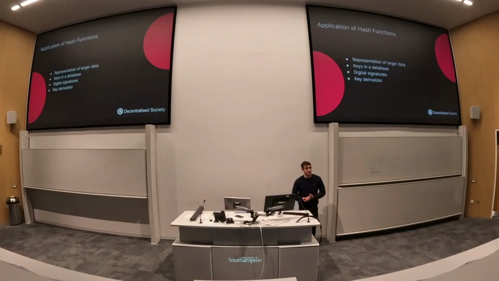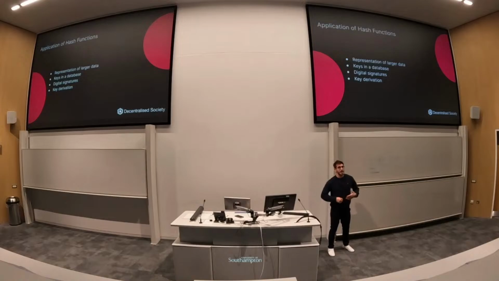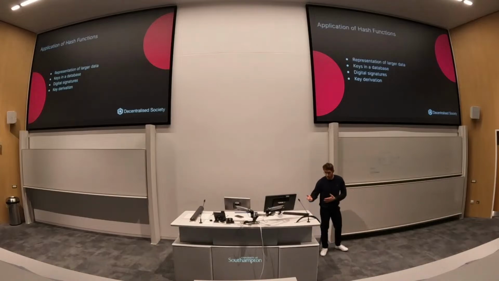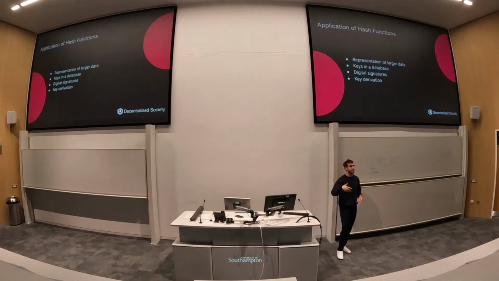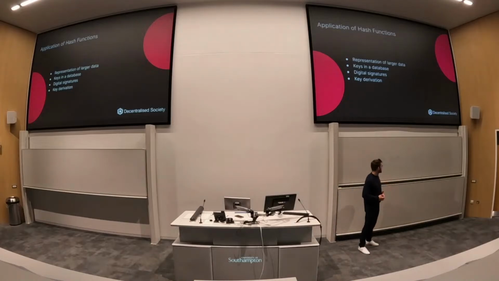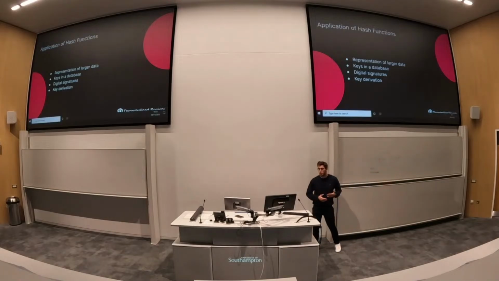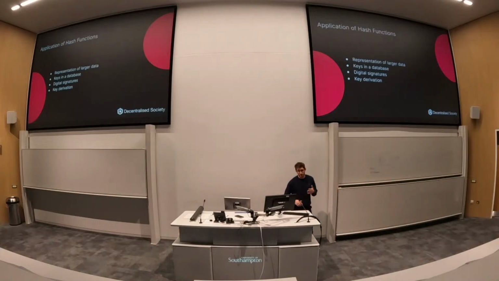And according to these properties, hash functions have different applications. We can represent large data. For example, in cybersecurity we use hash functions to get the checksum of a file and then check if this file is malicious or not. We can also use them for keys in databases, so we can represent data with hash functions. We also use hash functions to create digital signatures. As you will see in the next lectures, when we talk about blockchain, blockchain networks use hash functions to sign transactions. And we also use hash functions for key derivation.